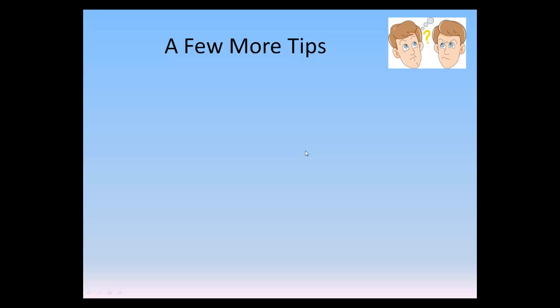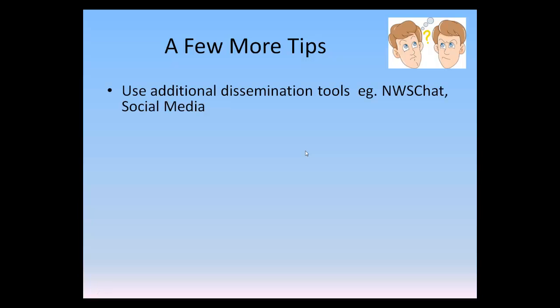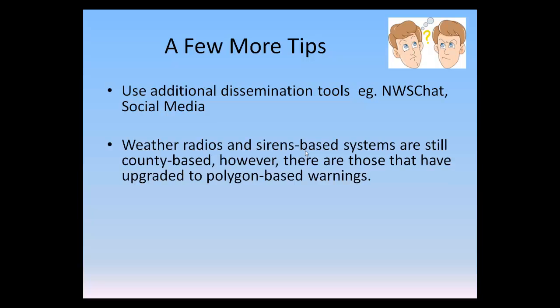That takes me right to my tips section about warnings. We do have weather radio as our main dissemination tool, but remember, we have NWS chat and we have now Twitter and Facebook, other means of social media to get our message out. If you're in a situation where you need to explain yourself as far as your warnings, feel free to always use these other methods. Keep in mind too that weather radios and a lot of the siren-based systems are still county-based. However, there is a segment of the population that has upgraded now to polygon-based warnings, including a lot of the media partners and people who get warnings on their PDA devices.